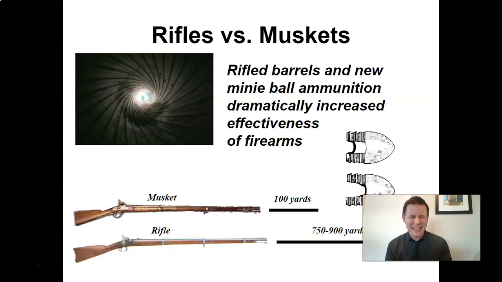Rifling existed, but it didn't really work well until the minié ball came around. They were very slow to reload, right? The minié ball changes that. And now, again, these rifles could go almost 9 football fields in length, right?